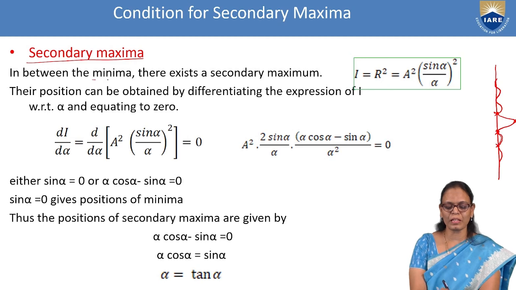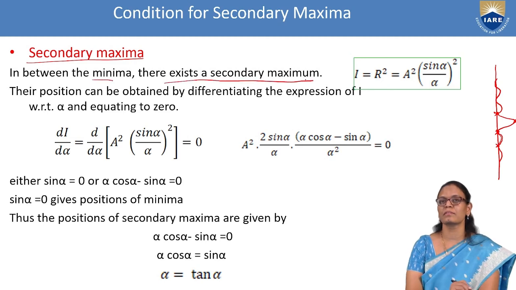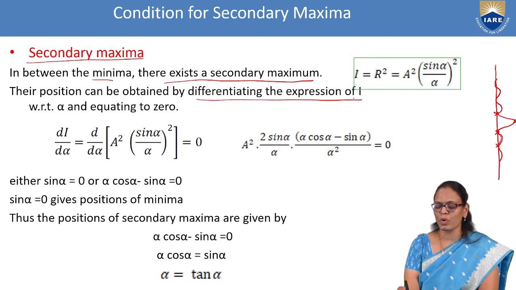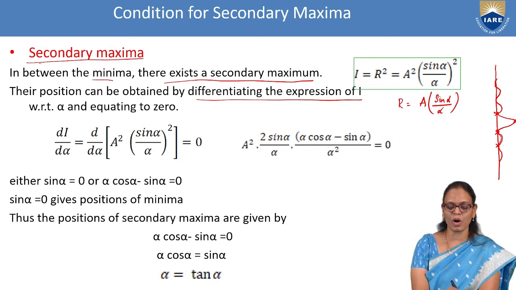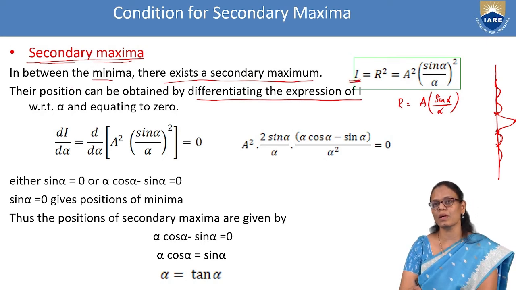So in between the minima, there exists a secondary maxima and their position can be obtained by differentiating the expression for I. What is the expression for I? We have taken I is equal to R square and the value of R we have taken as A sin alpha by alpha. So when we have taken the square, it is A square sin alpha by alpha whole square. This is the formula for intensity. Now when we want secondary maxima, we need to differentiate it with respect to alpha.